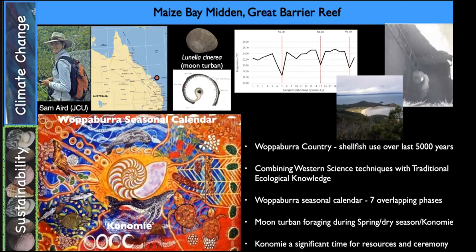The name Konami is extremely significant in Wopabara culture. Konami is the Wopabara name for North Keppel Island, and it's also an ancestral figure. The season of Konami is an important time for ceremony, and in the Wopabara calendar, the clan group totem, Mugga Mugga, or the humpback whale, appears within Konami. So therefore, it seems no accident that shellfish foraging was focused around this very important season.